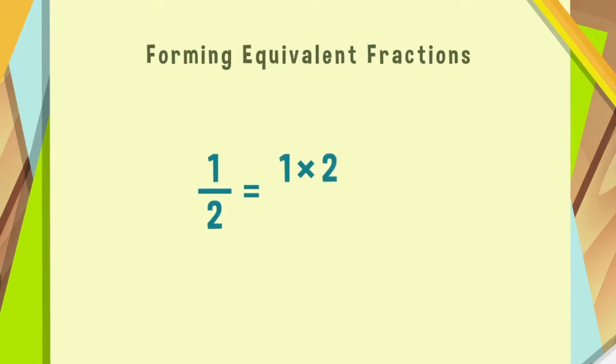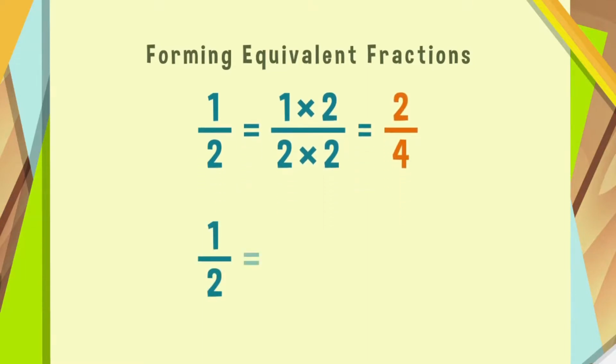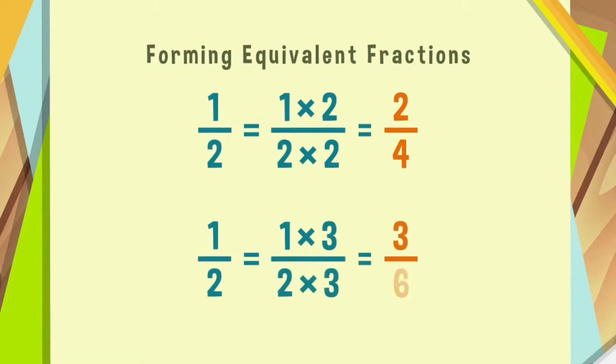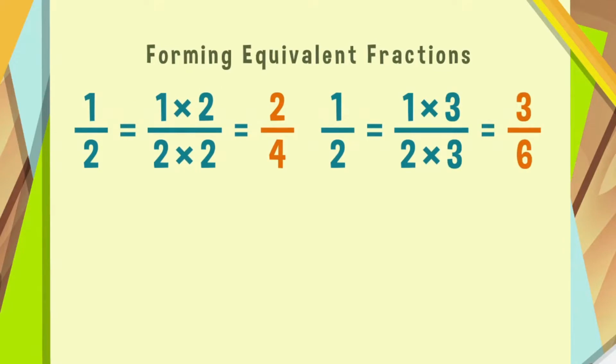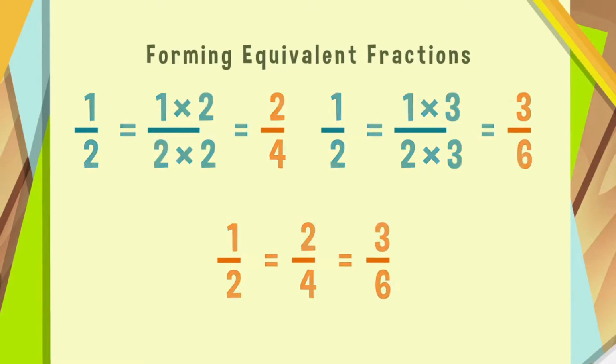Multiplying the numerator and the denominator by 2, we get 2 upon 4. Multiplying the numerator and the denominator by 3, we get 3 upon 6. Thus, 1 upon 2 equals 2 upon 4 equals 3 upon 6.